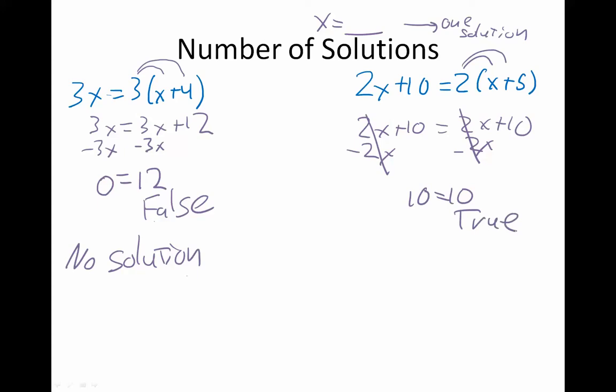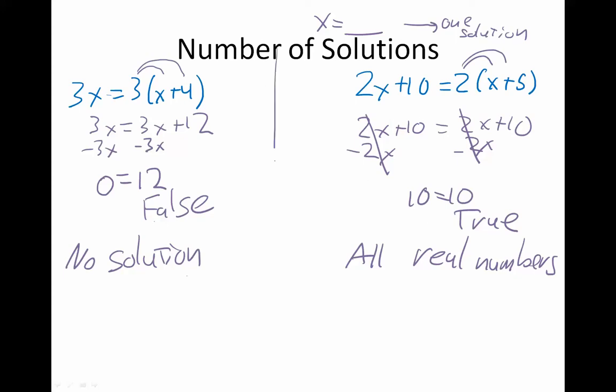Well, as it turns out, when you end this with a true statement, what it means is all real numbers will be solutions. It actually doesn't matter what number we plug into this. It will always make a true statement. If I were to plug in 3, this would be 6 plus 10, 16. This one over here would be 6 plus 10, 16. It'd be 16 equals 16. If I plug in 0, it's 10 equals 10. If I plug in 1, it's 12 equals 12. It doesn't matter which number I plug in. It's always a true statement. So this answer becomes all real numbers.